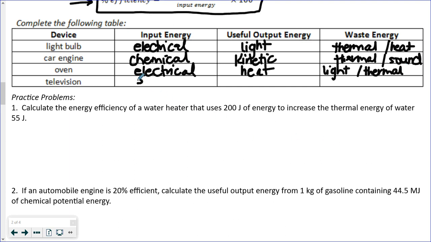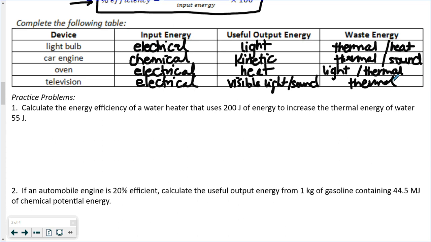Television, again, electrical, it's plugged in, flow of electrons. Useful output is visible light, right? You want your TV to make sound too, but it does also heat up a little bit. You might have some other proposals of useful output or waste for some of those. They might be right.